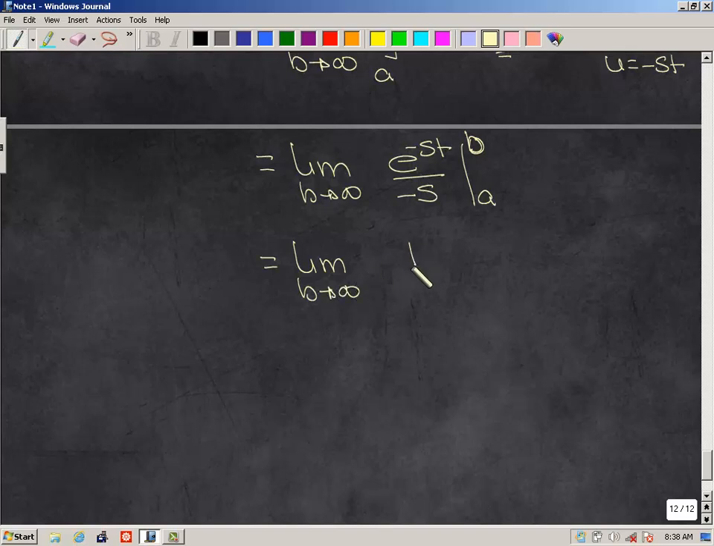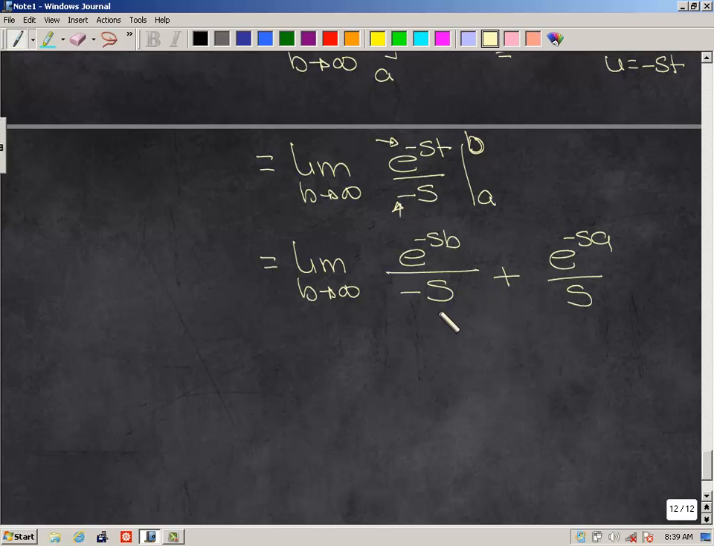So we get 1 over negative s e to the bt. I just moved it to the bottom, made this negative exponent positive, plus 1 over s e to the minus sa. Oops, actually, I'll leave it on the top. Let me do that. I get e to the minus sb over minus s plus e to the minus sa over s. This positive comes from the fact that this is negative and you're subtracting the lower limit.